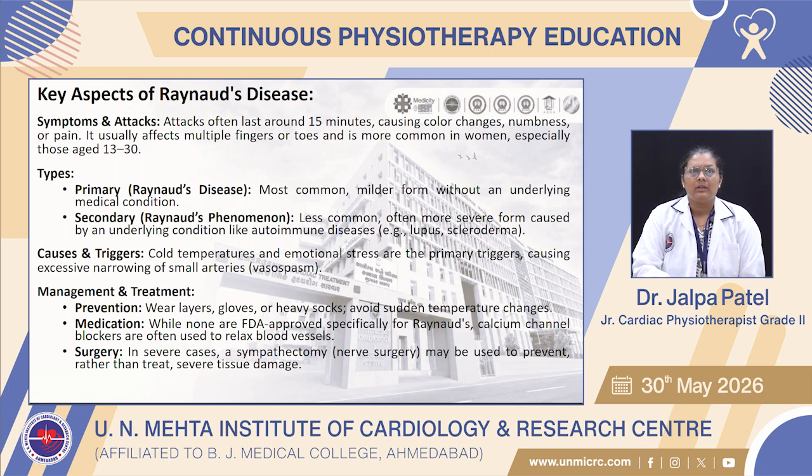Causes and triggers: cold temperature and emotional stress are primary triggers, causing excessive narrowing of small arteries. Management of Raynaud's disease is prevention: wear layers, gloves or heavy socks, and avoid sudden temperature changes. For medications, we can use calcium channel blockers. Surgery is sympathectomy in severe cases, to prevent rather than treat severe tissue damage.